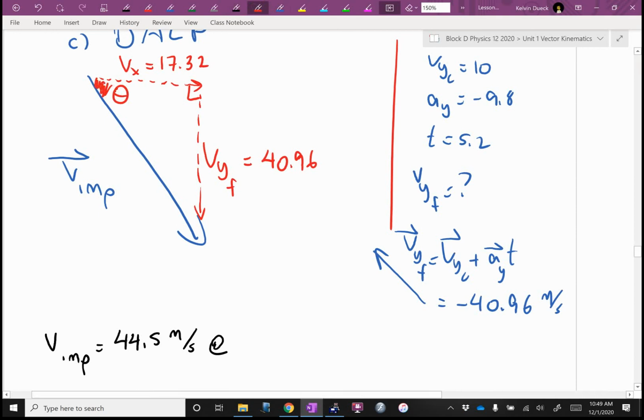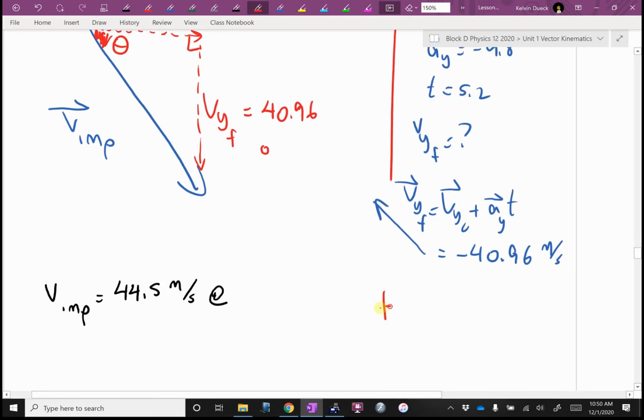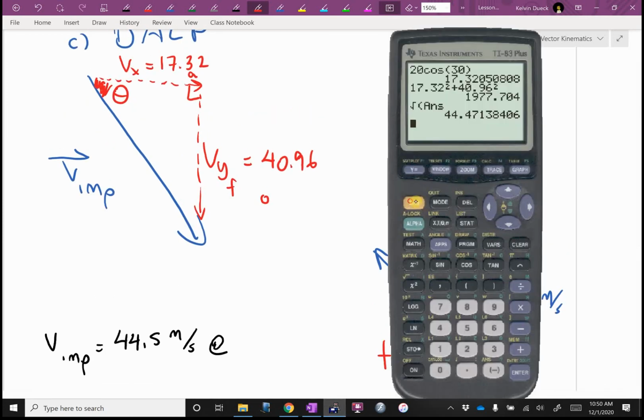Color, color, color. 40.96, opposite, adjacent, or hypotenuse. 17.32. Which trig function? Tan, you say. Tan theta is opposite over adjacent. Shift tan of 40.96 divided by 17.32.